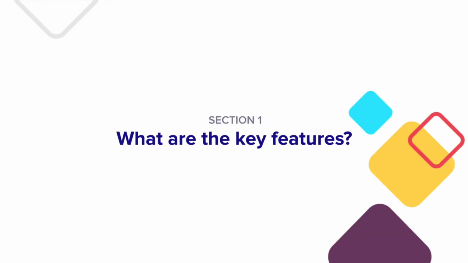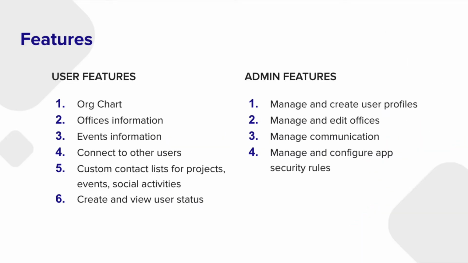So, what are the key features? There are two main user types for the directory, so you'll have the user and the admin. For the user, there'll be access to an org chart, office information, events information. Users will be able to connect to other users, view custom contact lists for projects, events and social activities, and create and view user status. Admins will be able to manage and create user profiles, manage and edit offices, manage communication, enabling them to send notifications, and manage and configure app security rules.